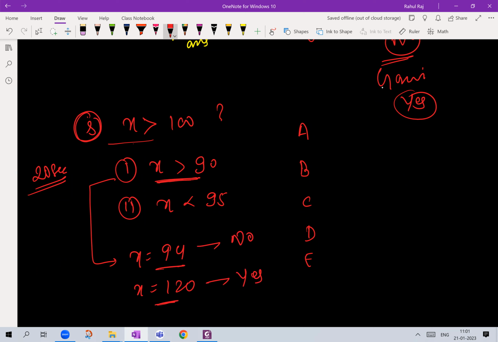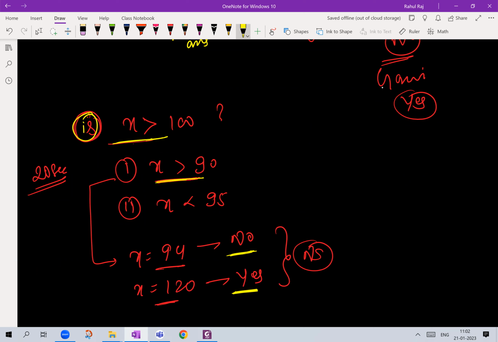It's a no situation. And X can be 120, which is actually greater than 100. It's a yes situation. So if you have a yes and no situation, it simply means this statement is not sufficient. Now please understand, guys, whenever you are trying to solve any "is" type question in data sufficiency, your entire purpose with any statement is to create a yes and no situation. And what exactly do you mean by a yes and no situation? My question was, is X greater than 100? Option 1 says X is greater than 90. So X can be 94. You can take any number greater than 90. It can be 91, 92.